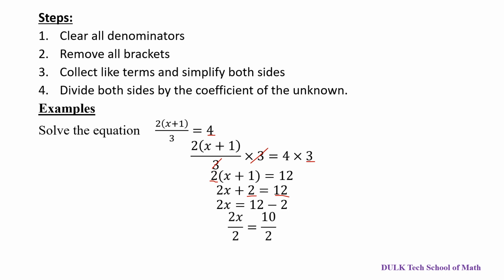Then at the same time, let's divide both sides by 2, the coefficient of the unknown. Right, 2 into 10, we get 5. So our answer is x is equal to 5, like this. Right, done with our first example. Let's move on to our second and last example.